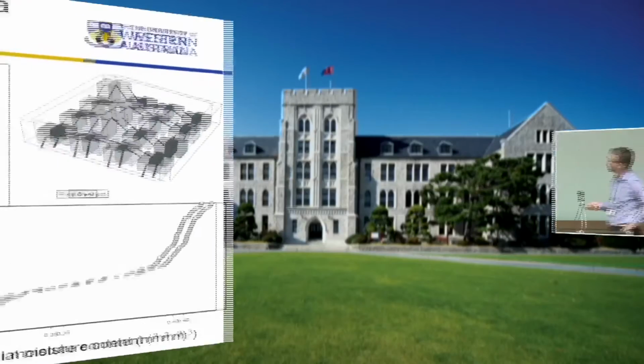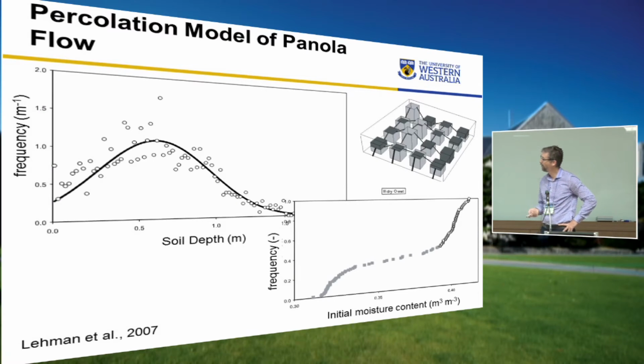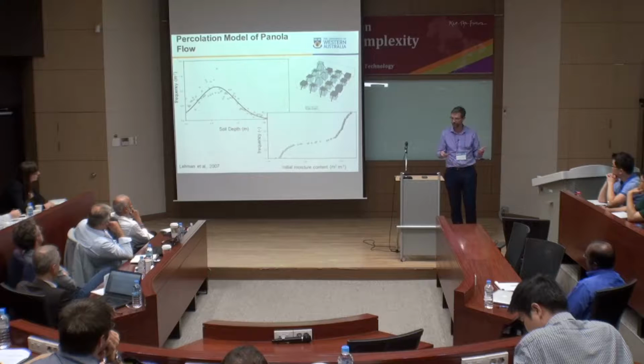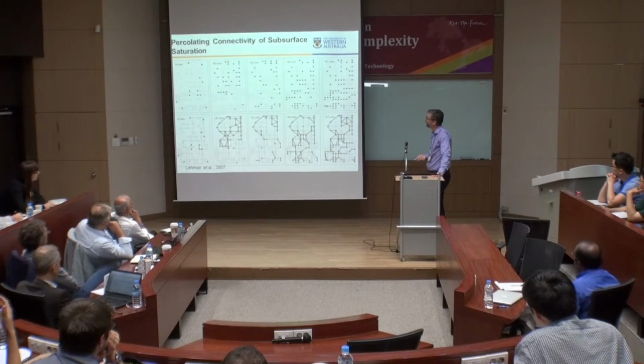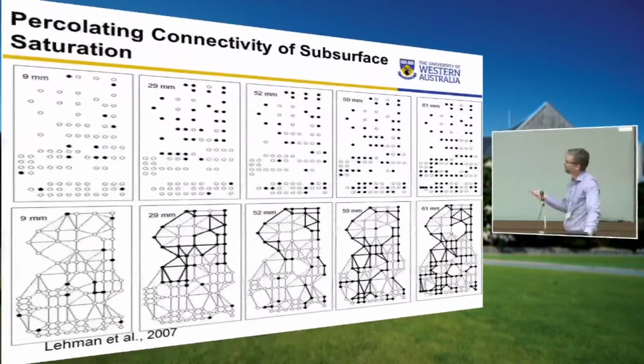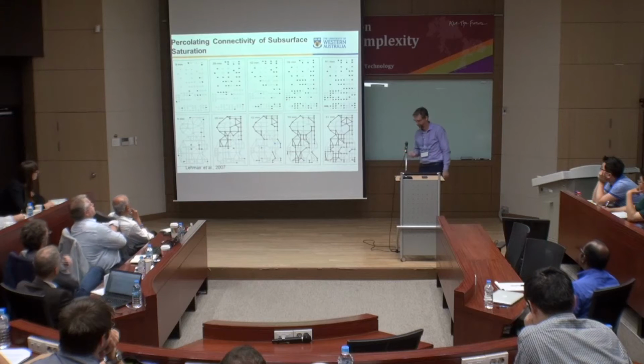So we went back to the data from Panola and looked at things like the soil depth, generated a histogram for the soil depth along the hill slope, and also a histogram for the initial moisture content. And then we just dropped rain on the site to see if we could reproduce that threshold. So we see here these piezometers, and the black means there's some degree of saturation near the bedrock. White means there's none. And we can construct a network from that and look at the percolating properties of that network on the hill slope.